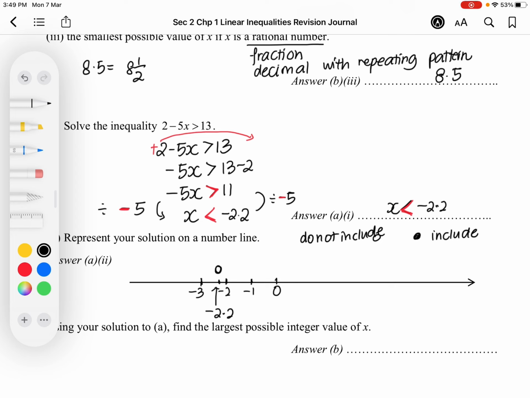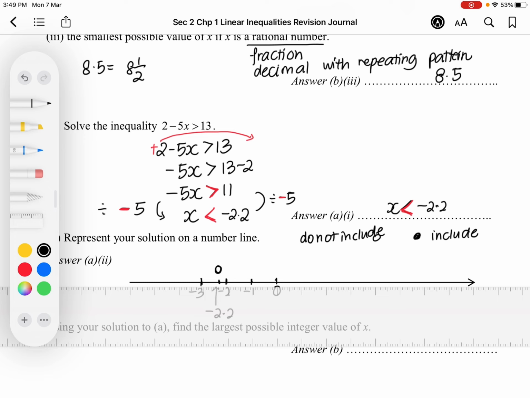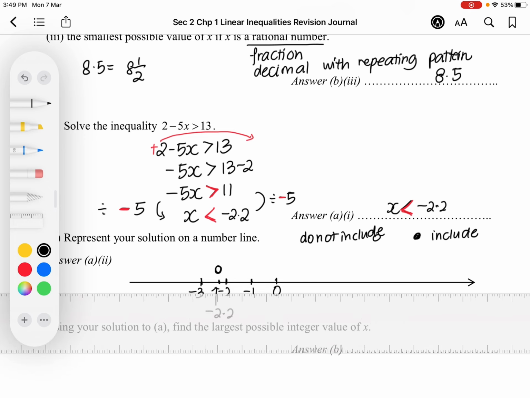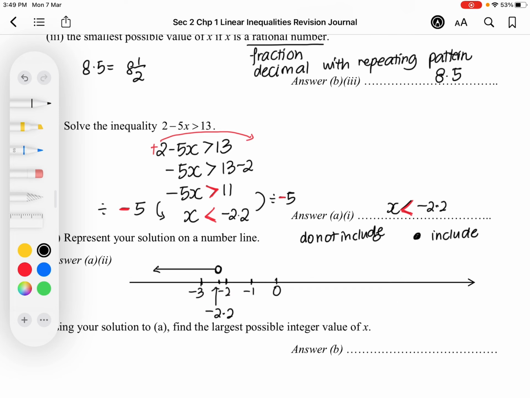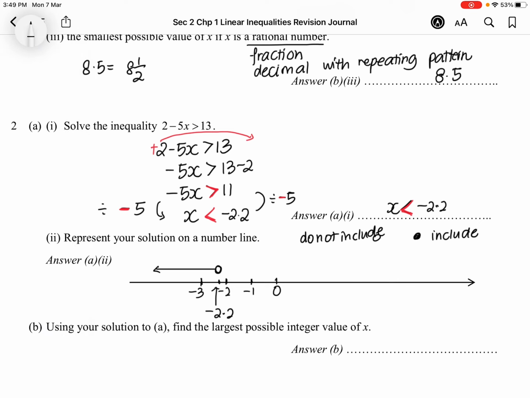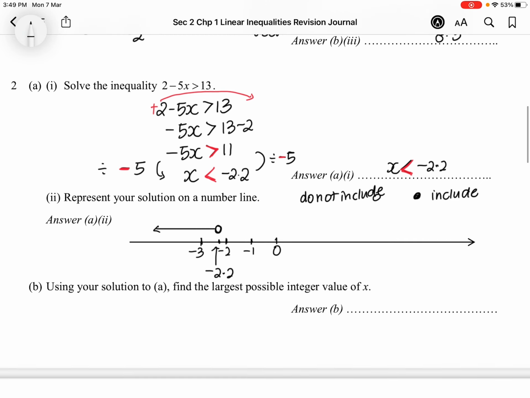I'll draw it above the number line, floating a little bit, and I want all the values of x smaller than this. Where is the portion that's smaller than? Well, all the numbers on the left hand side over here are smaller than negative 2.2. So this is my answer. Using this solution, x must be smaller than negative 2.2.